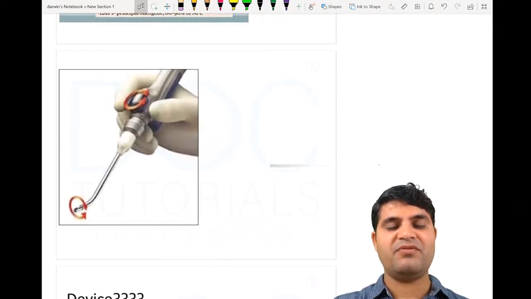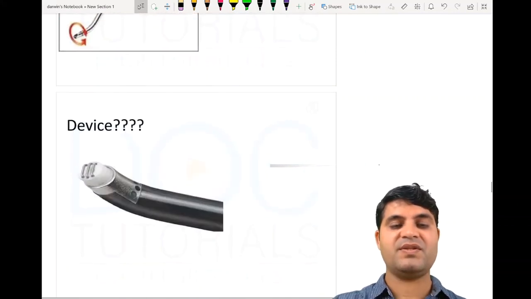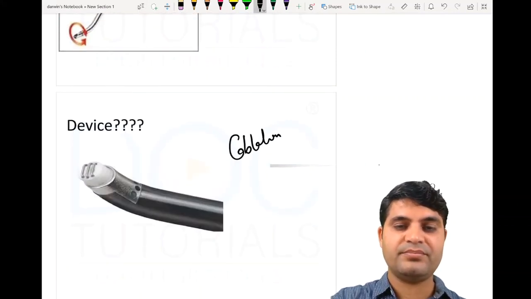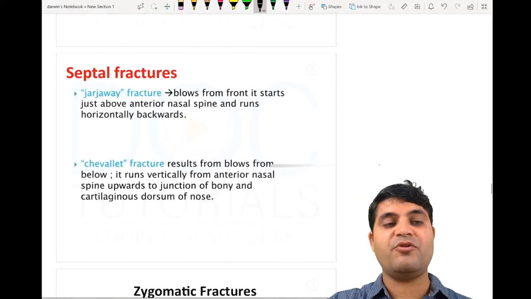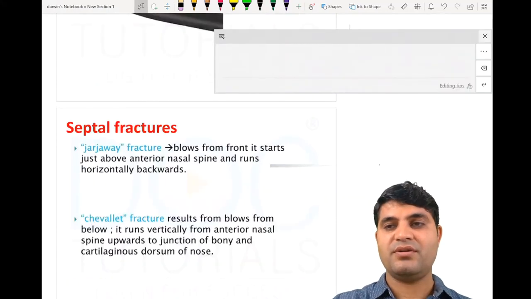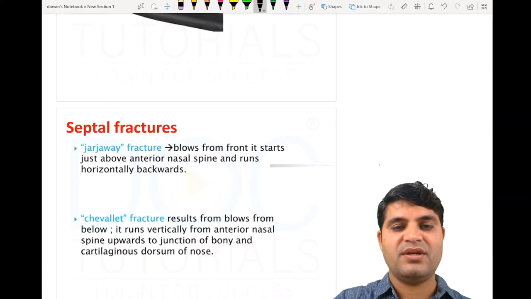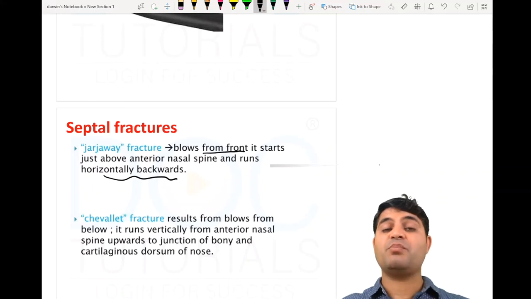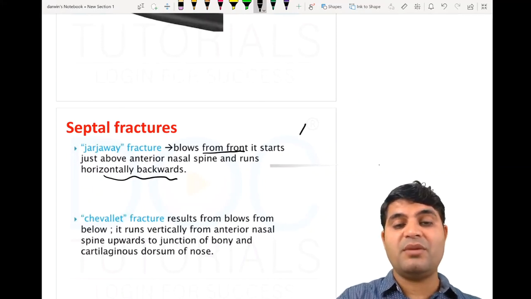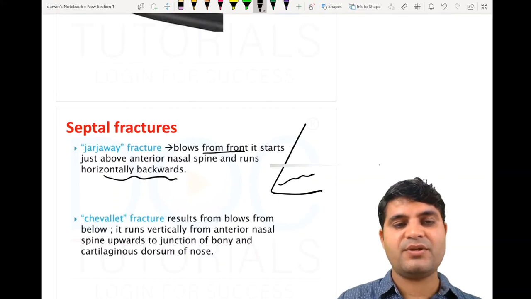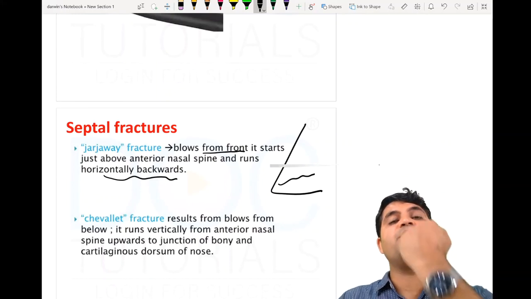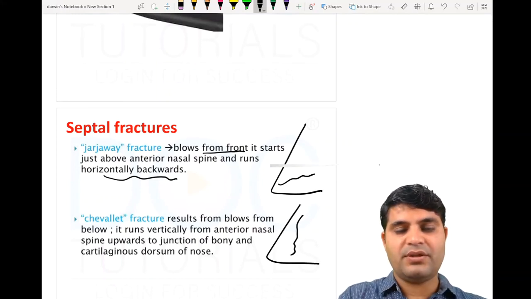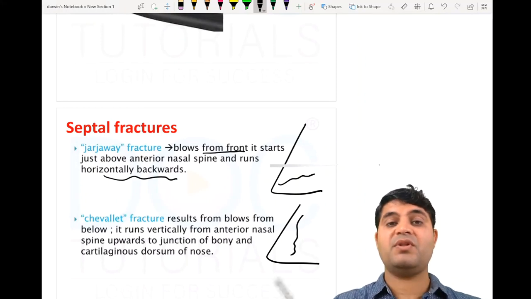This is microdebrider which we use to do FESS, and this is coblation. Clear? So yes, somebody was asking me Guerin fracture. So Guerin fracture is when fracture starts from front and runs horizontally. When there is a blow from the front end, it runs horizontally backwards like this. Clear? So this is Guerin fracture, and Le Fort fracture is when there is a blow from below. Clear? Like this.